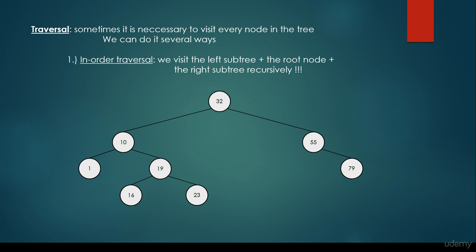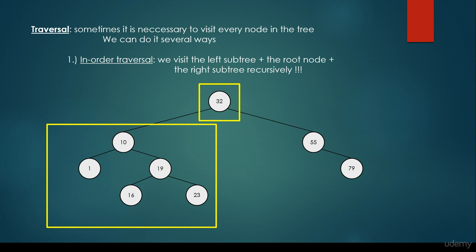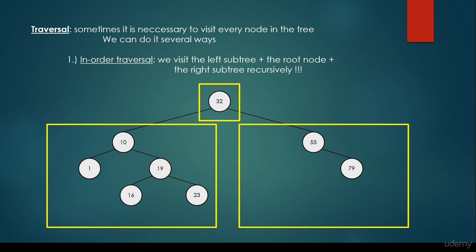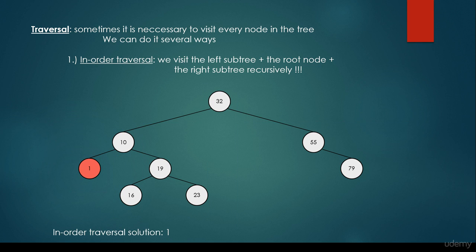We just visit the left subtree, then the root node, and the right subtree in a recursive manner. So the left subtree, then the root node, and the right subtree. But the left subtree again contains a root node, a left subtree, and a right subtree. So we just have to use the same approach over and over again in a recursive manner. Okay, like this. So basically we will visit 1, then 10, 16, 19, 23, 32, 55, 79, which is going to be the numerical ordering in this case.